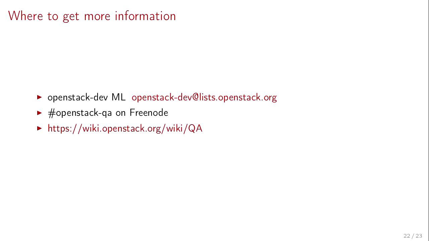So that was all I had for really prepared material. Here are some sources to get more information. We've got a wiki page, like everyone. It's the OpenStack Dev mailing list, and then all of the QA development in the community happens on Freenode IRC at the OpenStack QA channel. So with that, I don't know how quickly I went through that, probably a bit too quickly, but it's plenty of time for questions.